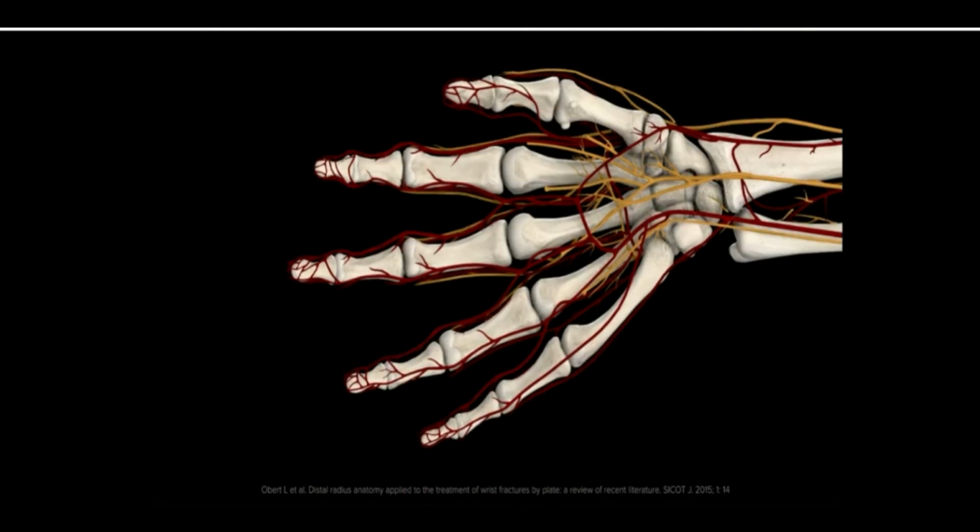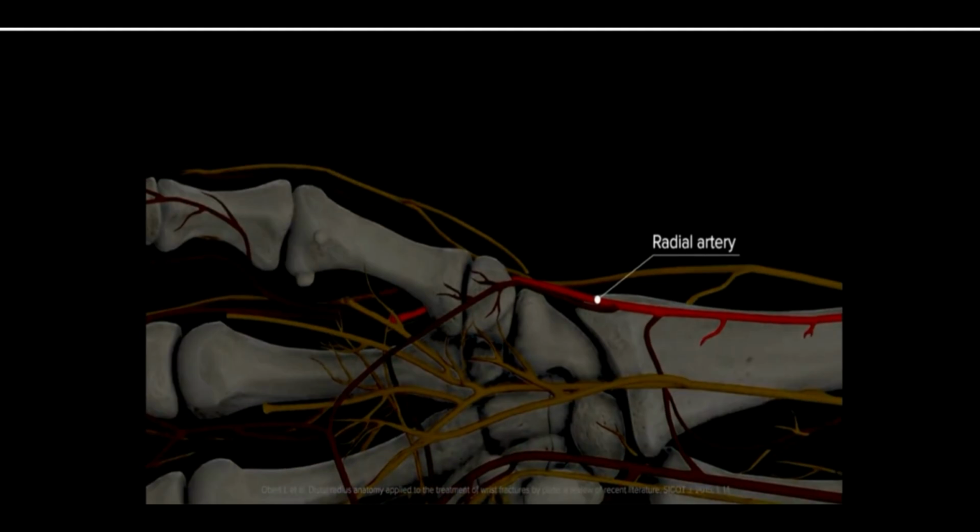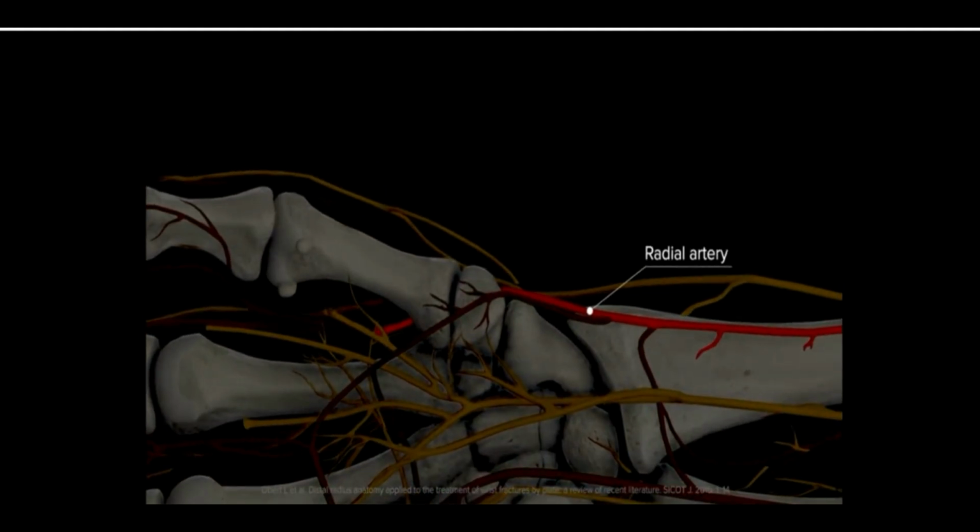Finally, shown here are the arteries and nerves that are important to acknowledge during surgery when repairing a distal radius fracture. The radial artery lies on the radial aspect of the forearm, at the level of the distal radius where the pulse can be felt over the anatomic snuff box. Right before the radial styloid, the radial artery splits into the superficial palmar branch of the radial artery, which feeds the palm.